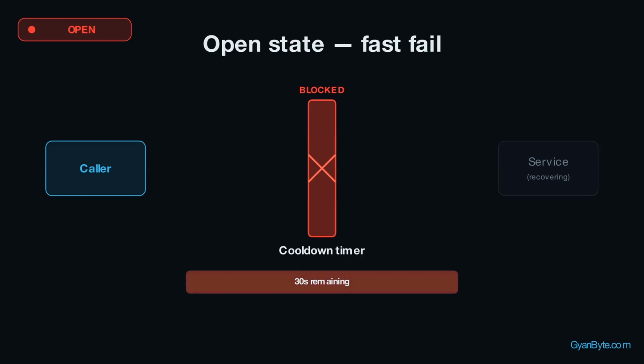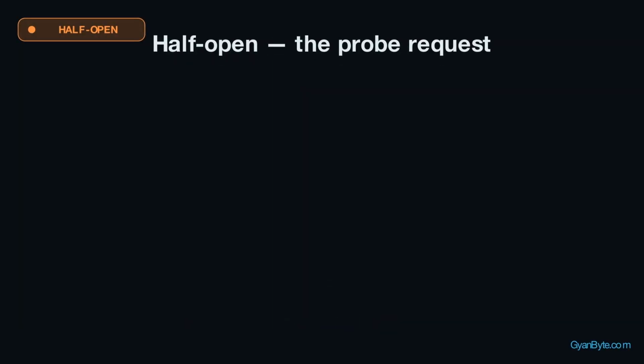Meanwhile, a cooldown timer starts counting down, typically 30 to 60 seconds. During this window, the downstream service gets zero traffic, giving it breathing room to recover. When the timer expires, the breaker doesn't fully close. It moves to half open, letting a single probe through to test whether the service has recovered.